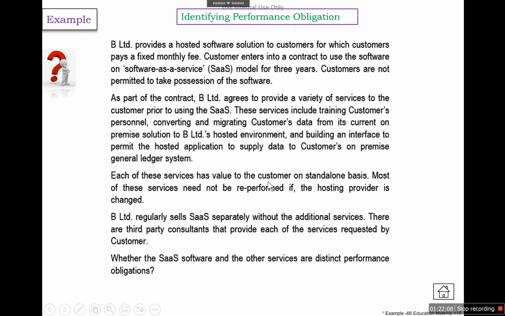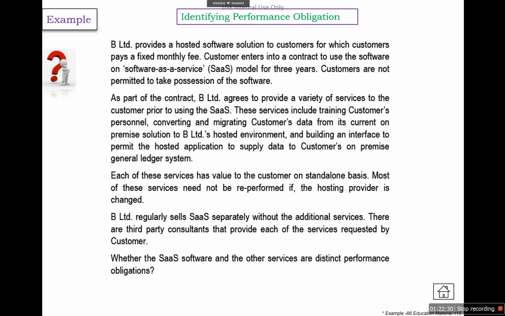Each of these services is of value to the customer on a standalone basis. Most of these services need not be performed if the hosting provider is changed. B Limited regularly sells SaaS separately without additional services. There are third-party consultants that provide each of these services. Whether the SaaS software and other services are distinct obligations?